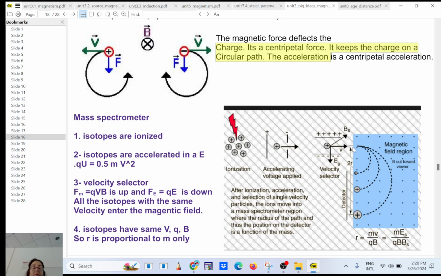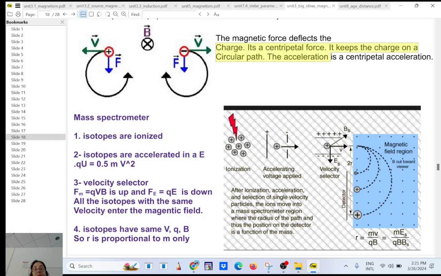They all have the same charge. They go into the same magnetic field. They have the same velocity. So the only thing that will be different will be the mass. Okay, so the small mass will curve easily. The large mass is like a truck. It's going to make a large curve.